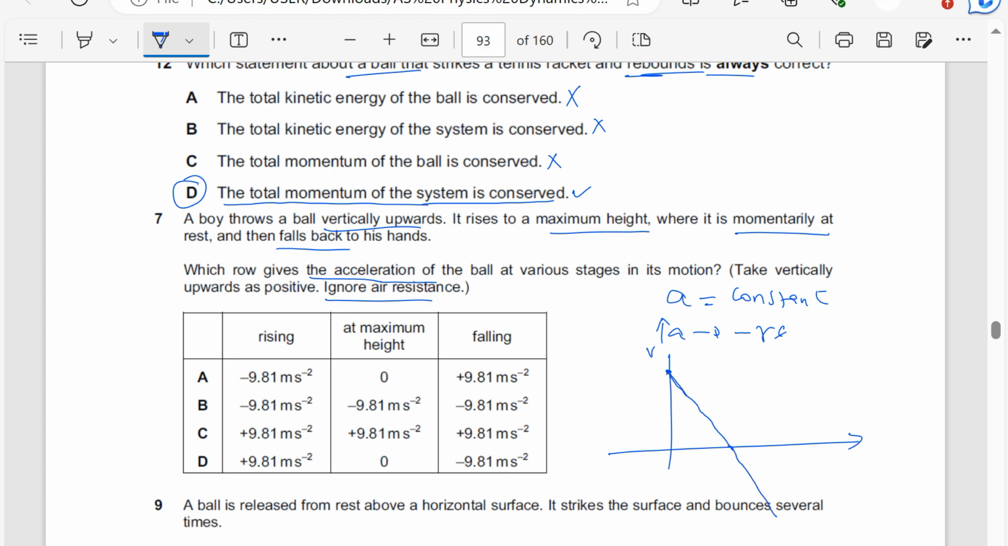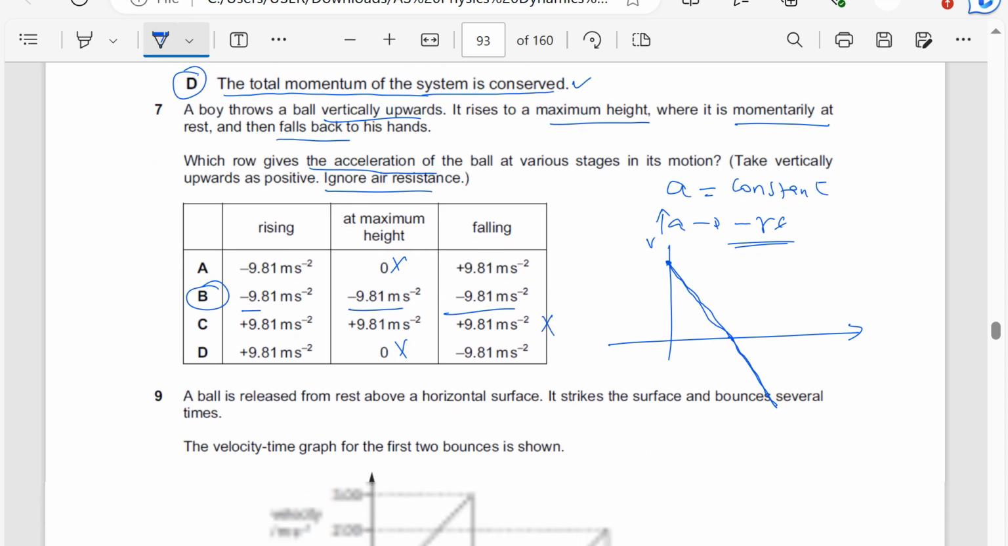So this line here has a constant gradient, which is negative. So the acceleration remains negative throughout. So the answer is going to be B. Rising, it is negative. At maximum height, it remains negative. Then if it is falling, it remains negative if air resistance is negligible. There's no point where the acceleration due to gravity will be 0 at maximum height. It can't be positive because the initial direction is upwards, so the acceleration remains negative.